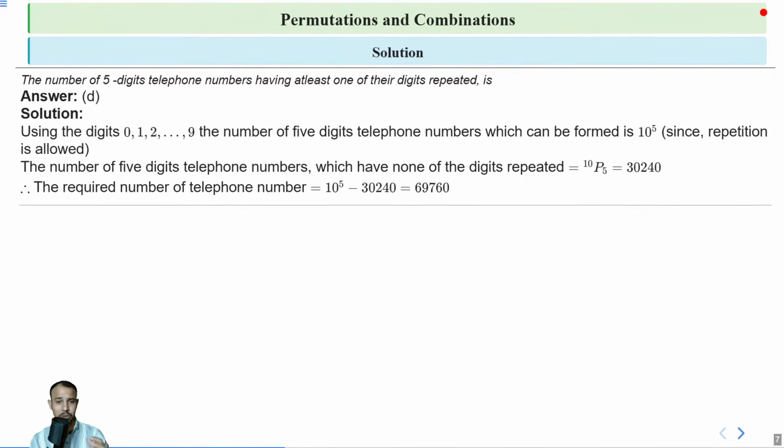Therefore the required number of telephone numbers is 10 to the 5 minus 30,240. If we calculate it, you will get 69,760. So the required number of telephone numbers is 69,760. This is the final answer. So the number of 5 digit telephone numbers having at least one of their digits repeated is 69,760. Clear? I hope it's clear to all of you. Now moving to the next.